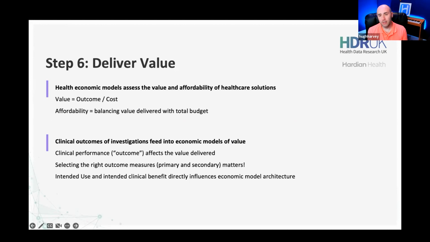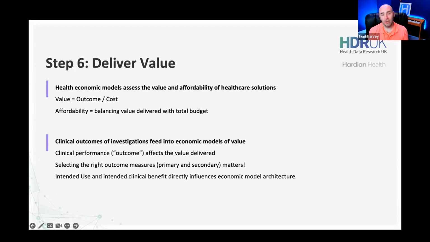And the way that you demonstrate that you can deliver a financial benefit is through health economic modeling. And those of you who came to our seminar recently, we did talk about all the different types of modeling. And I'm not going to go into them in detail here, but essentially you need to show that the outcome divided by the cost is demonstrating some kind of value, and that you are affordable. Your pricing is balanced compared to that value within the total budget of NHS care that's available, either nationally or within a given trust or practice. Or if you're direct to consumer, that consumers find it affordable as well.